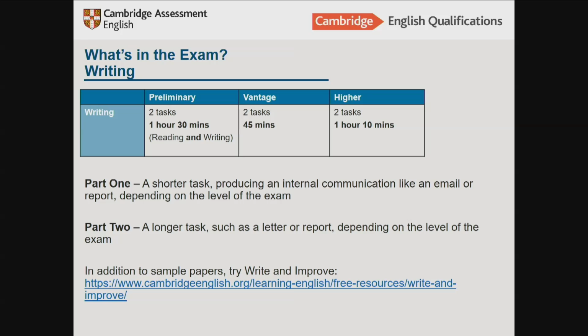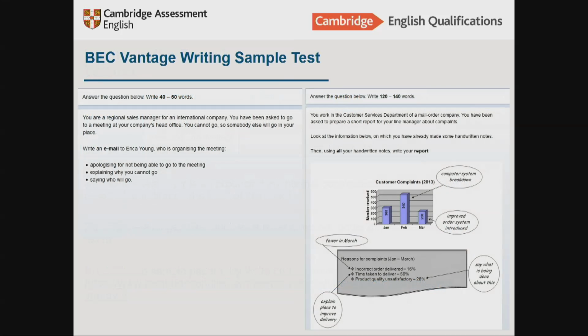And again, please have a look at the link at the bottom of the page here, where you can try our sample papers, and also a fantastic resource that we have called Write and Improve, which uses artificial intelligence to allow you to try a range of different writing activities and then show how you've progressed through those activities by pointing out any grammar, vocabulary, structural mistakes that you make. So please do have a look at that resource. It's really, really useful.